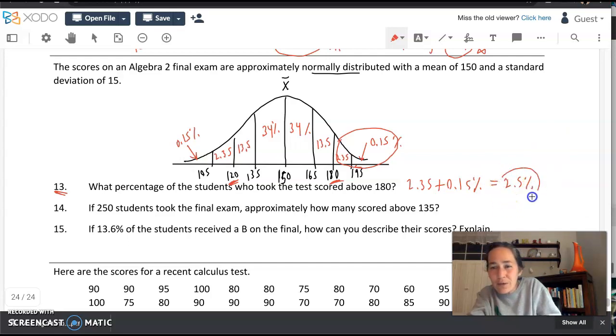Now, I say one way because think about it. We know 50% is up above this mean, right? So you could have done 50% minus the sum of these to still get 2.5%. Just another way to think about it.